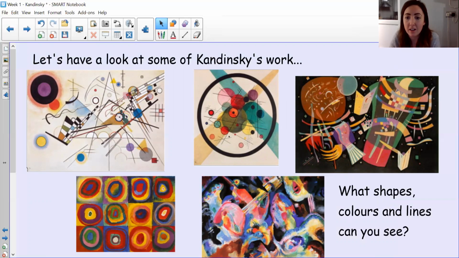Okay, what about colours? Lots of colours, aren't there? Pause here, which colours can you spot? And finally, what type of lines can you see? Can you see any vertical lines? Any horizontal lines? Lines at an angle? And what about, are the lines thick or are they thin? And are they curved? Can you see any curved lines or are they all straight?